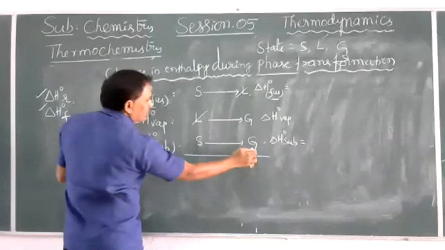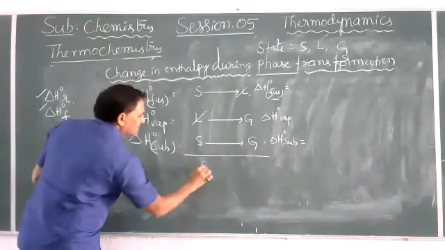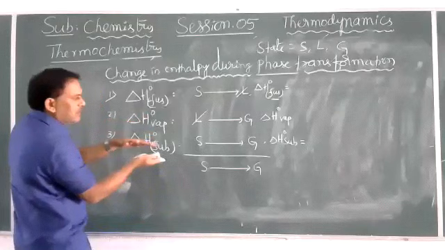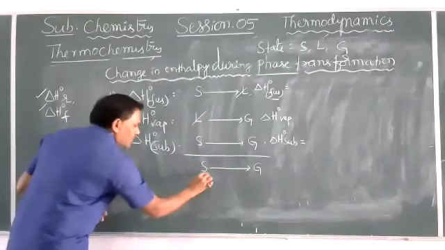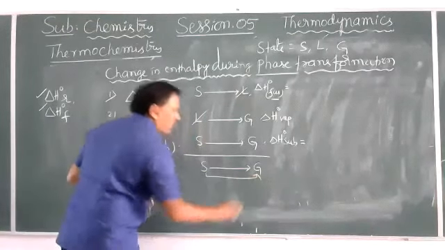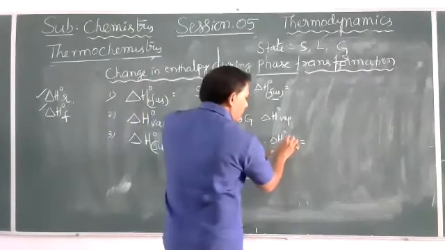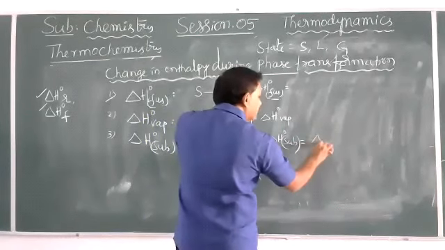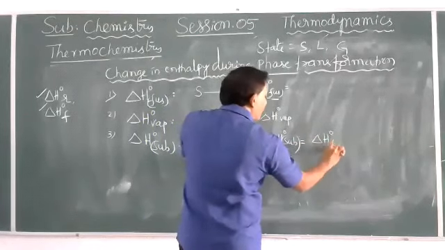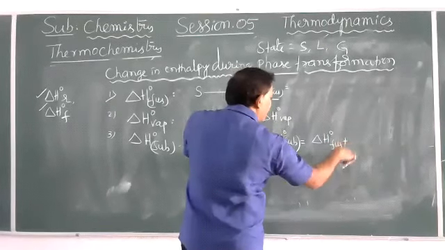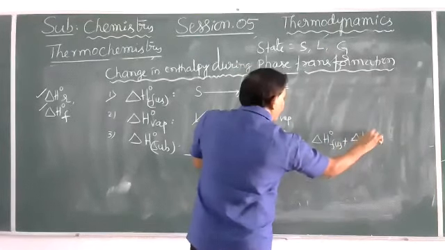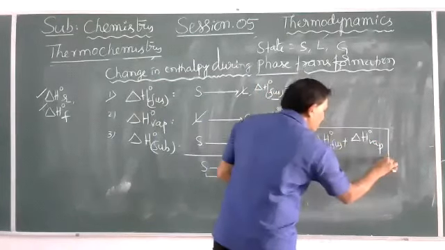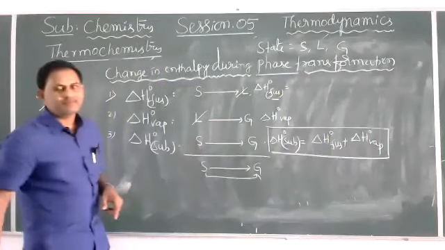Here the solid is directly converted into gas by adding all this. The direct conversion of solid to gas is called sublimation. That's why the enthalpy of sublimation is generally the sum of the enthalpy of fusion plus the enthalpy of vaporization. This is a very important relation.